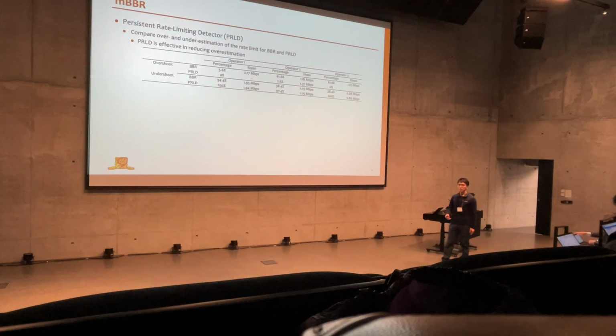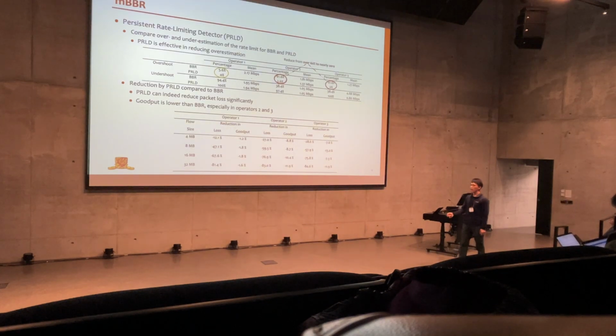So then we implement PRD into BBR to compare the performance of PRD in this BBR with the original BBR. So the table shows the overshoot and undershoot percentage. We can find that PRD can indeed reduce the overshoot, especially for orbital 2 and orbital 3. It can reduce the overshoot percentage from 60% to nearly zero.